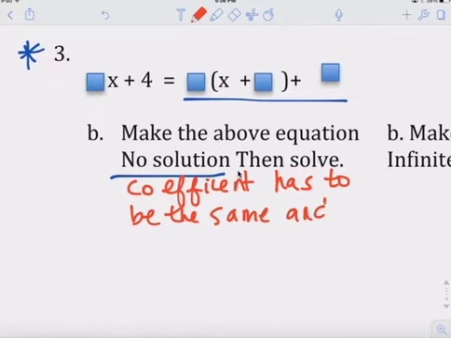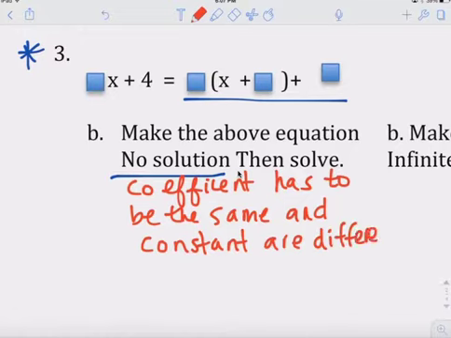And the constants, that's the number without any variable, are different. Constants are different. Okay? Like that.